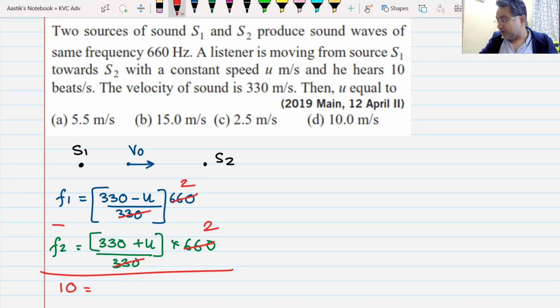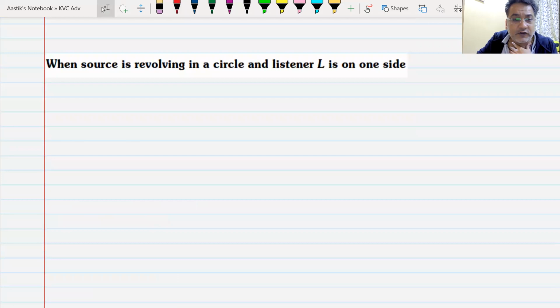Now, before going on to solving more problems, we can do two more cases here. I have not seen these cases come, but let us just write this so that we can end up with the problems. The next case is: the source is revolving in a circle and the observer is on one side of the circle.